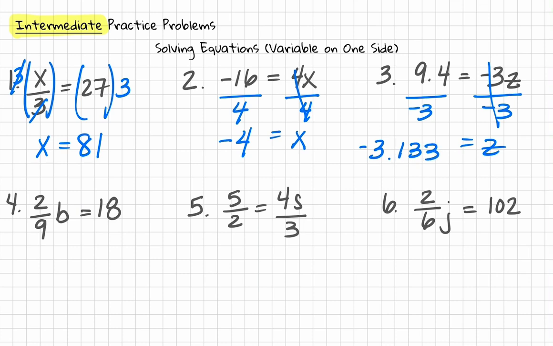For number 4, I have 2 divided by 9 times b equals 18. This is a situation where you have another fraction. You can also rewrite this because this is technically b over 1. So if I wanted to, I could bring the b more up.